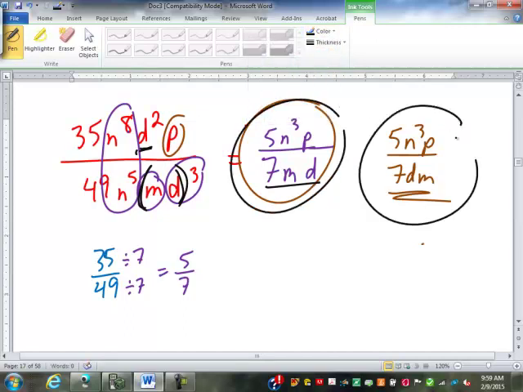Either one of these is correct, but MyMathLab may want you to put them in alphabetical order like this. So MyMathLab may ask for it like this. For me, this would be correct, but if you enter it in MyMathLab and it says it's wrong, try to just switch the order like that.